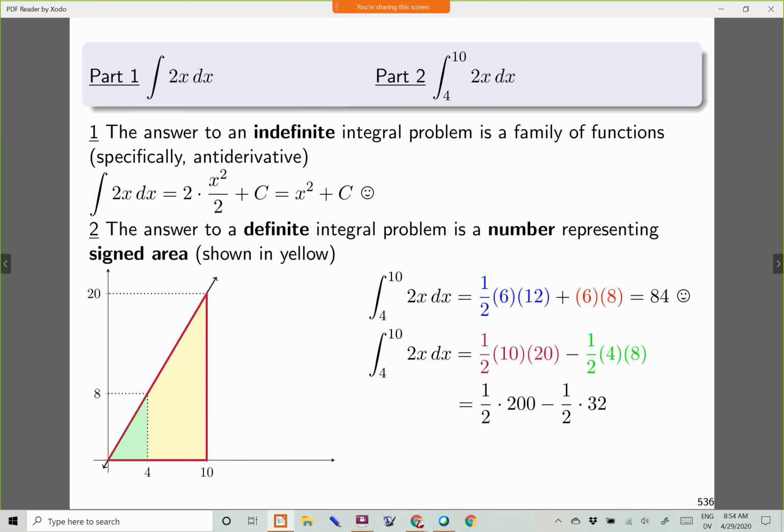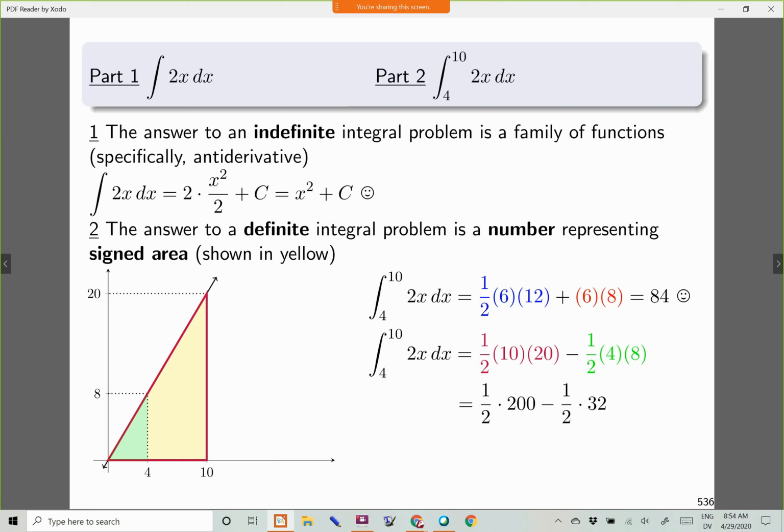But that big triangle is too much. It's more than the yellow region. We have to subtract off this region that I just shaded in green. We need to subtract off 1/2 times base of 4 times height of 8. Okay, and you could leave your work like this, as far as I care. I just want to illustrate that we're going to get the same number.